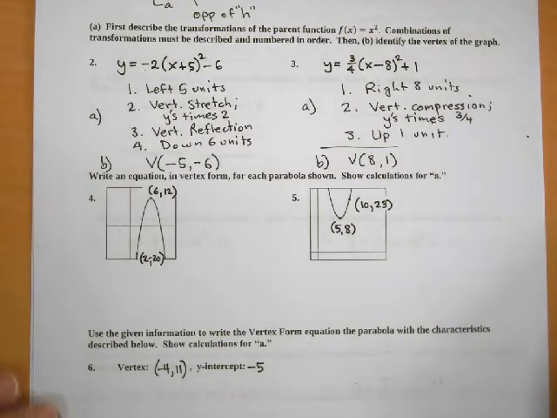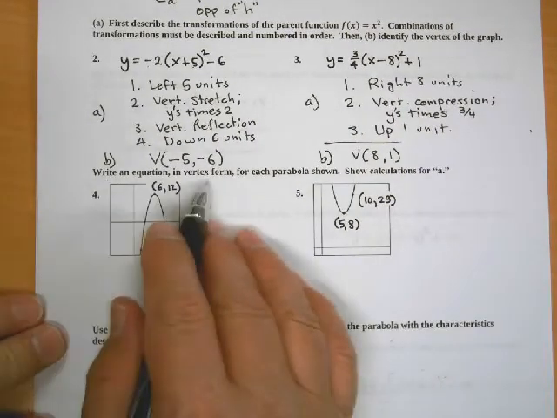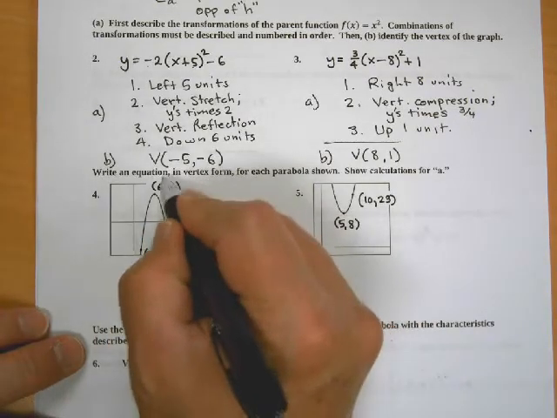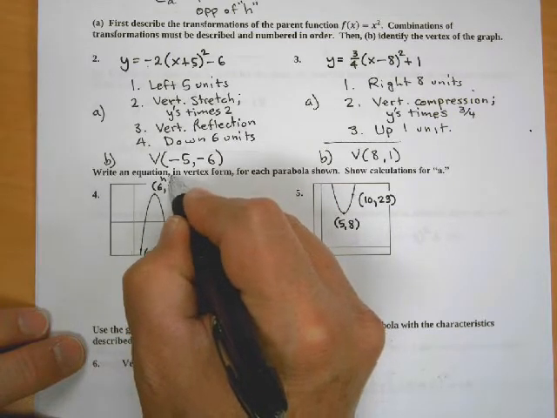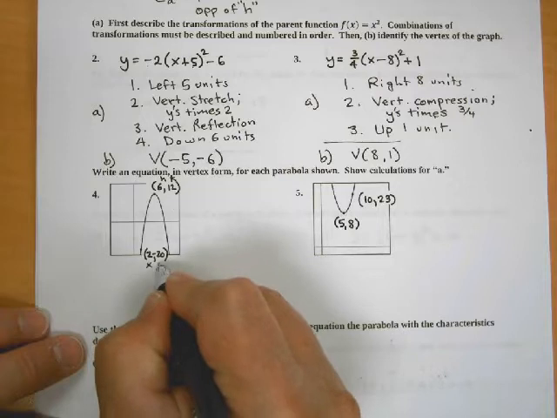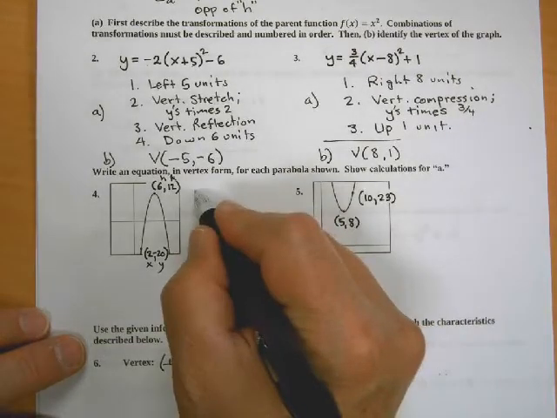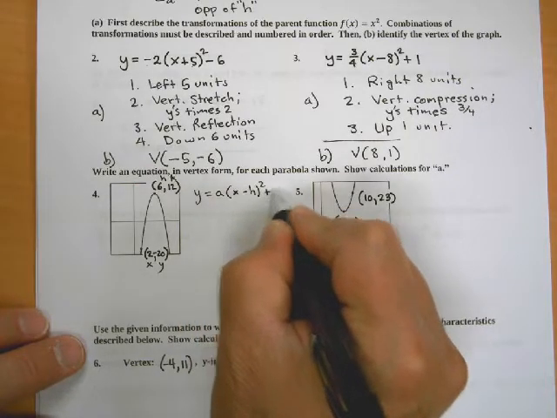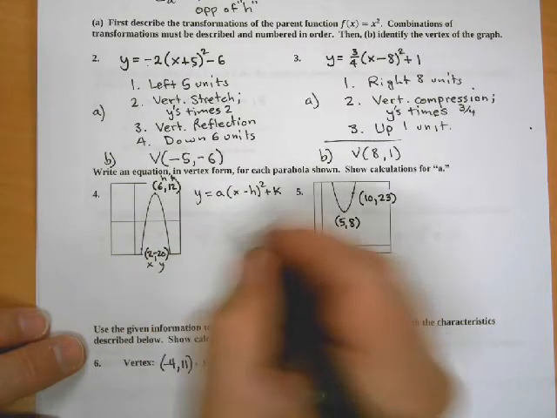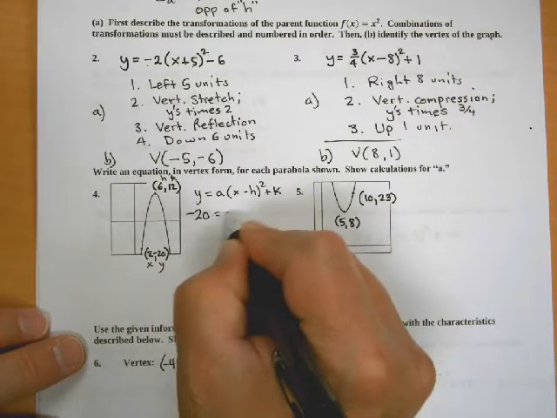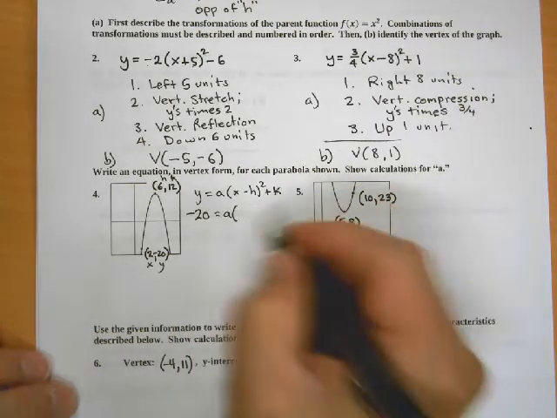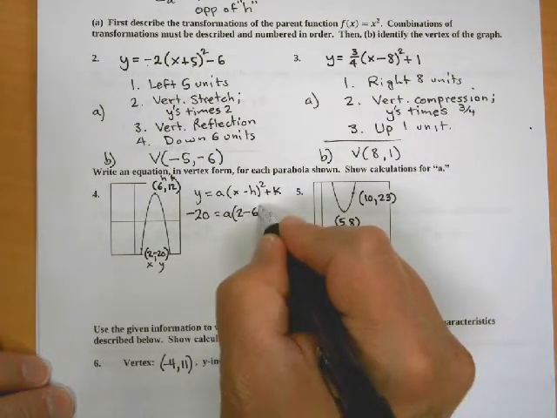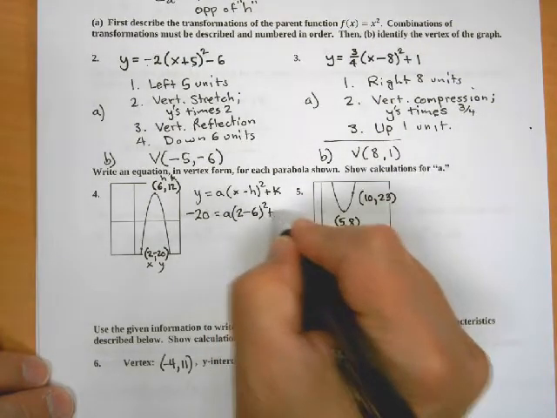Okay, for the next set of problems, we're supposed to find the vertex equation and show calculations for the A value. Well, the first thing you want to do is identify the vertex, H and K. And then the remaining point that's given to you, you call that a generic X and Y. And then you're going to plug that into vertex form. We put all 4 of these numbers in. The Y is -20. We don't know the A value, so we'll leave that as a variable. X is 2. The opposite of H is -6. And then +12 for the K.